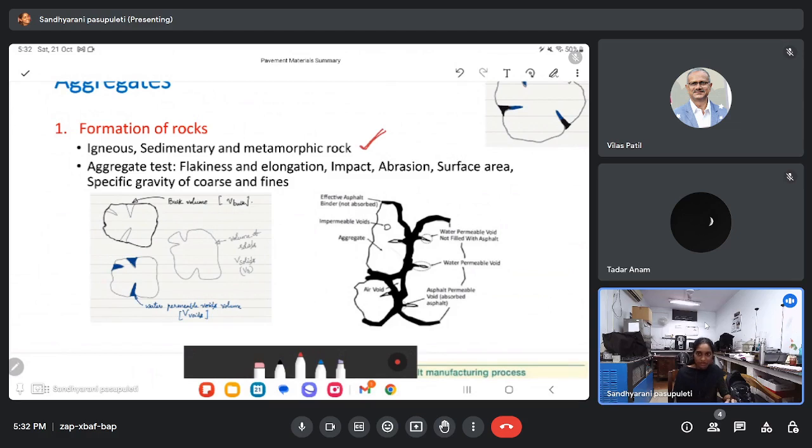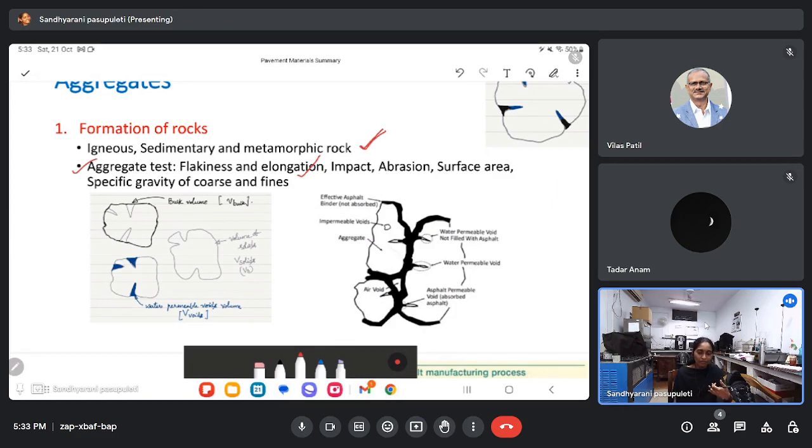On these aggregates, before using them directly in pavement construction, we have discussed a few of the aggregate tests that need to be performed so that a higher strength can be achieved during the traffic loading. The main one is the flakiness and elongation test. We do not want our materials to be very flaky. That means we do not want them to be very thin, and also we do not want the material to be very long, because under the load application they will break.